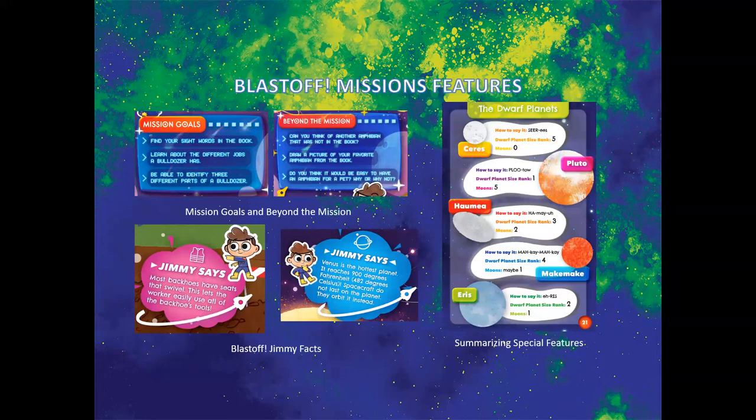So this imprint also features a lot of special features. We have a Blast Off Jimmy character that reoccurs throughout the book and kind of shows up with some fast facts and asks some questions. There's mission goals at the beginning of each book and beyond the mission. We also have a lot of blurbs, special features, timelines, things like that. Okay, next slide.